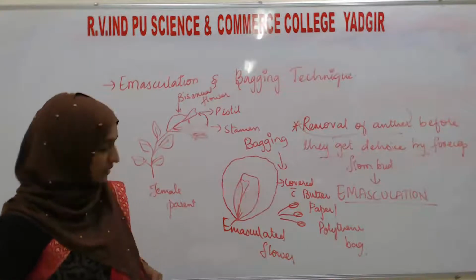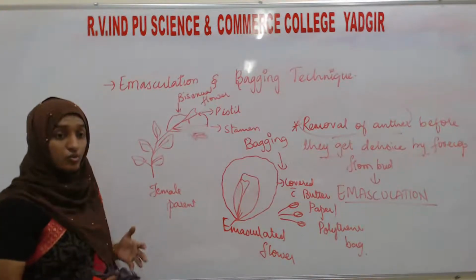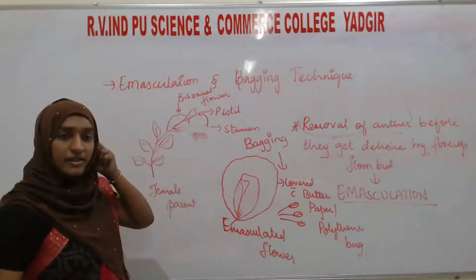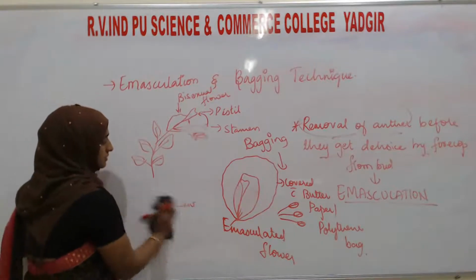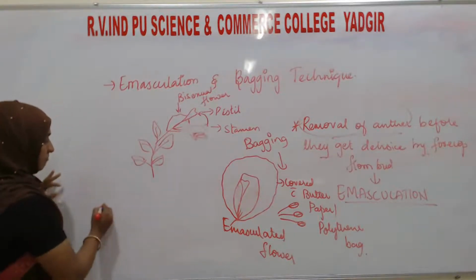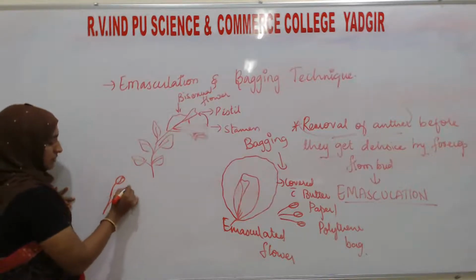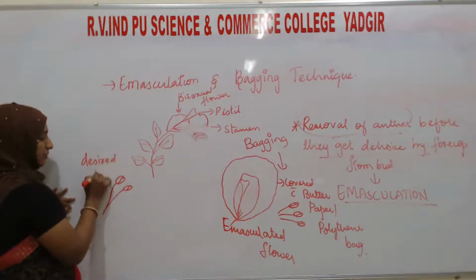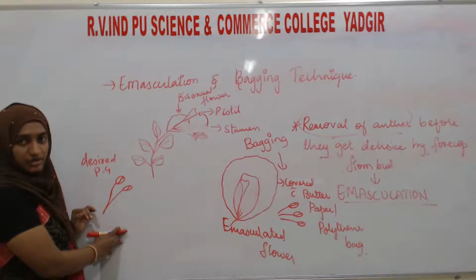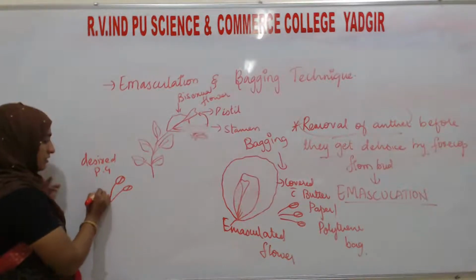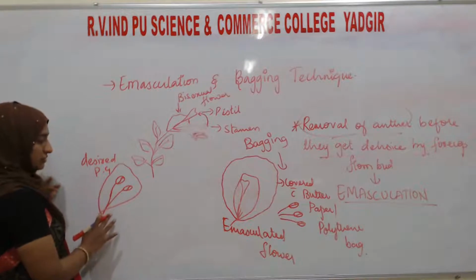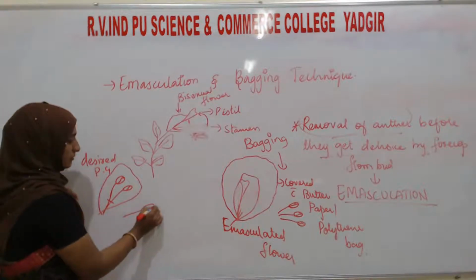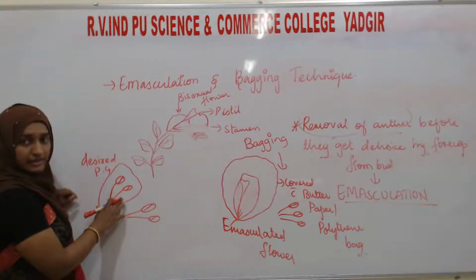Next, the pollen grains with the desirable characters. See here, this is the male flower with the stamen, the flower with the desired pollen grains. What they are going to do is remove the anthers from this flower, and these are matured anthers.